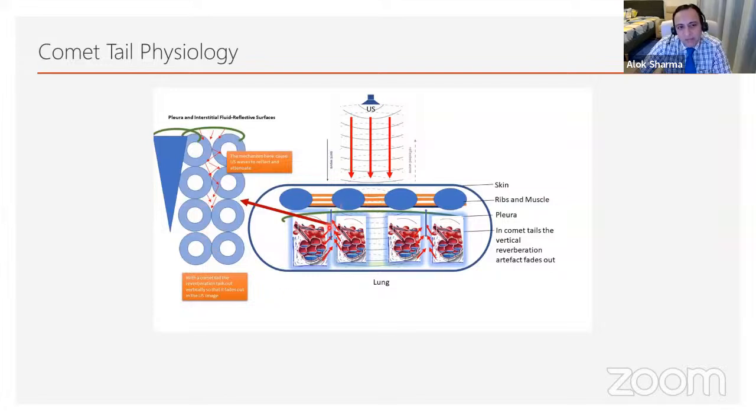But the difference between a B-line, which will extend all the way to the margin, is that there will be gradual attenuation of these. As they go down, can you see how the sound waves decrease in number to the point where they then disappear towards the bottom? Because of this attenuation effect, you get what is classically called a comet tail. These aren't B-lines, please.